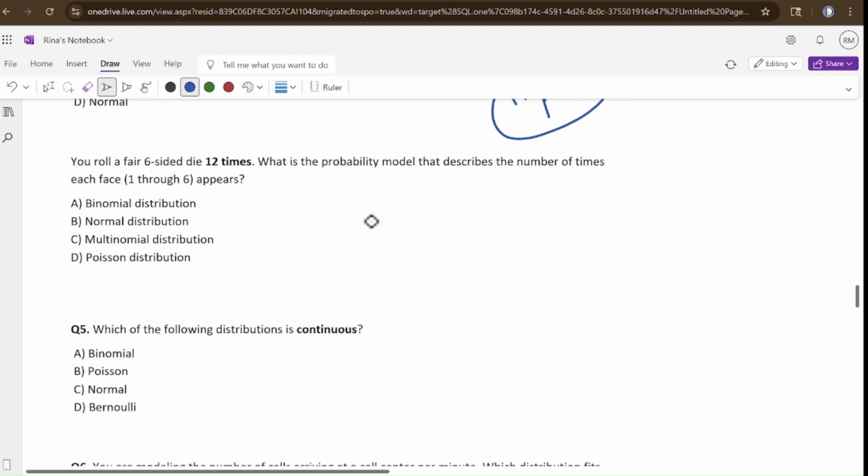Now you roll a fair 6-sided die 12 times. That's what we have just discussed. What is the probability model that describes the number of times each face appears? Multiple trials and multiple outcomes. So it will go for multinomial distribution.